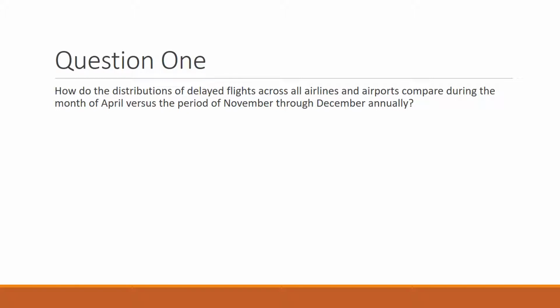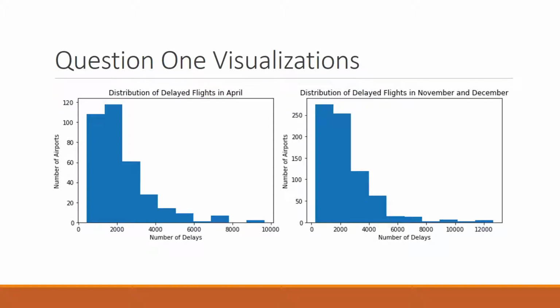So now on to my first question. How do the distributions of delayed flights across all airlines and airports compare during the month of April versus the period of November through December annually? To answer that question, I have created two histograms. On the left, you have the distribution of delayed flights in April, and on the right is the distribution of delayed flights during the holidays, namely during the months of November and December. The number of airports delaying flights during the holidays is more than double that of April. Accordingly, the number of delays in most every bin are dramatically higher during the holidays than they are during the relatively quiet month of April.